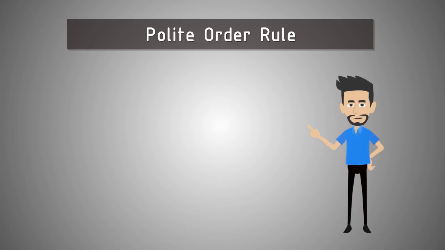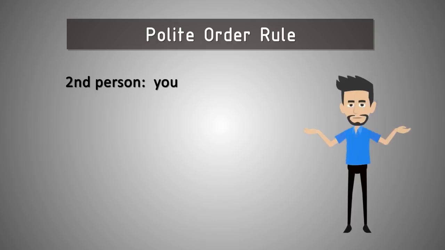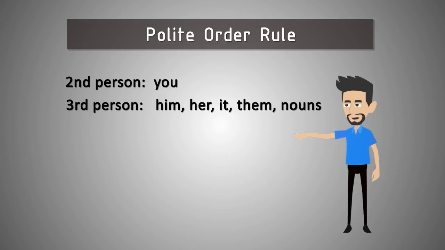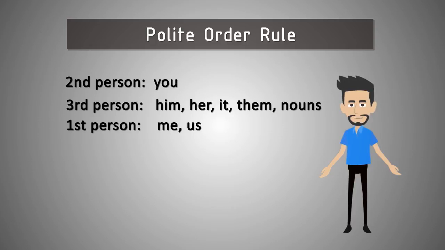First of all, we need to use second person. You is the objective pronoun that is in the second person. Then we use third person: him, her, it, them, or any other nouns. And then we use first person, me or us. So we put the pronouns in that order if there is more than one objective pronoun in a sentence, functioning as a compound part.